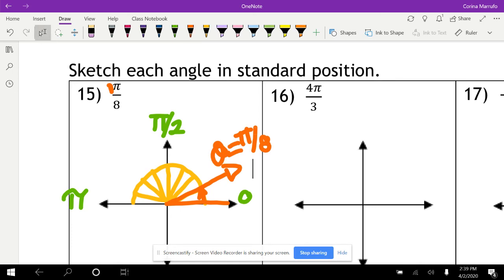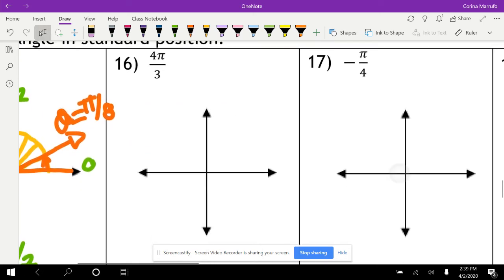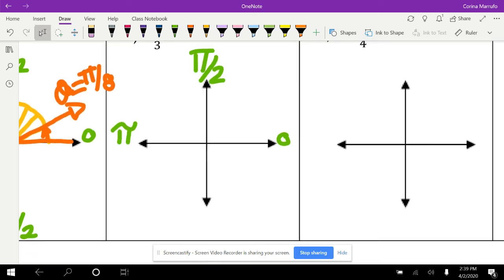All right, let's try the next one. So this one is 4 pi over 3. So we start off by labeling our axes. This is 0. This is pi. This is half a pi. This is 3 pi over 2.